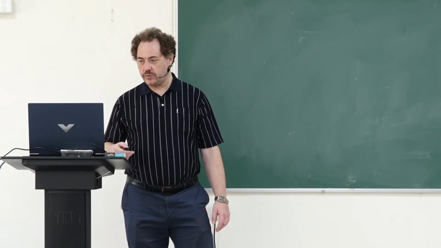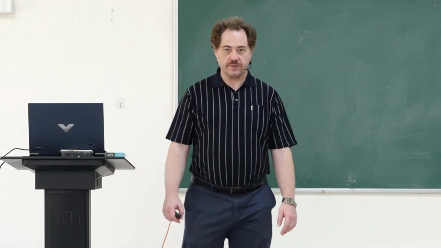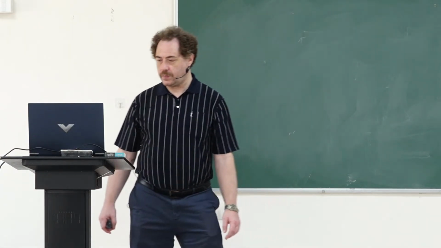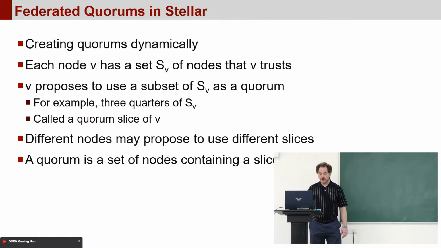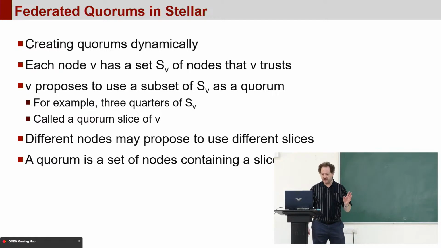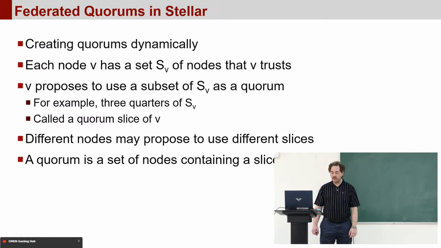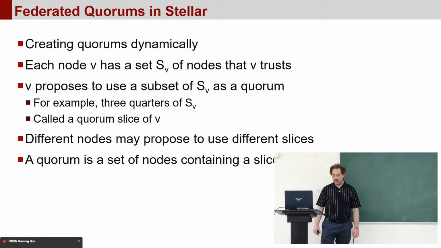Okay, so what does Stellar do with quorums? Stellar introduces the concept of federated quorums. It creates quorums dynamically, so that each node V has a set SV of nodes that V trusts. And V proposes to use a subset of SV as a quorum, for example, 3/4 of SV. In the Stellar terminology, it's called a quorum slice of V.